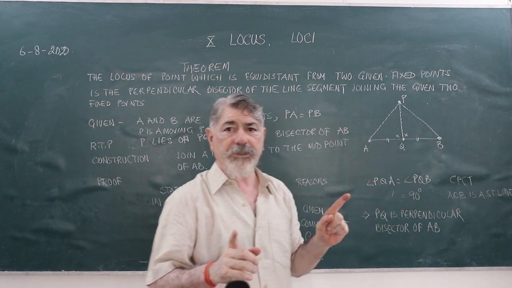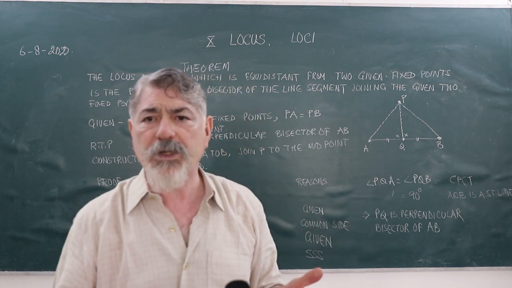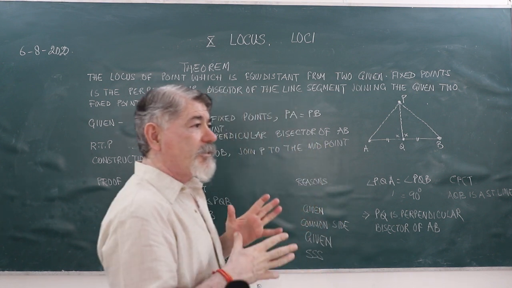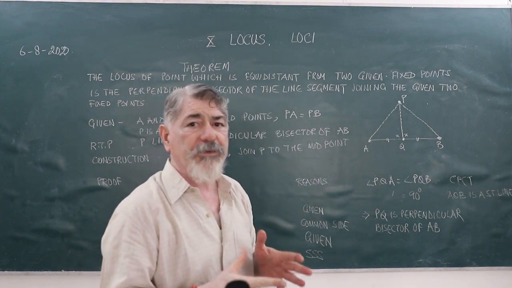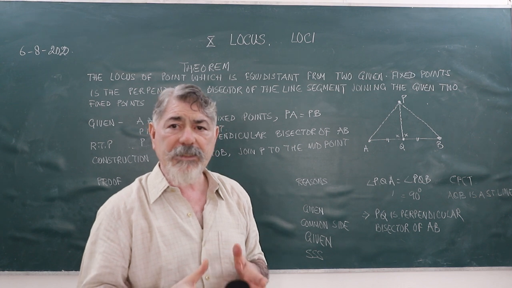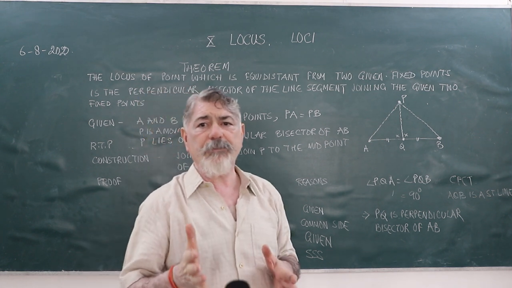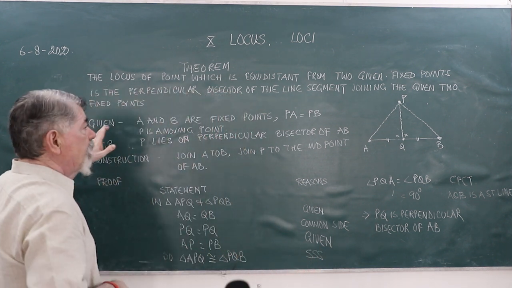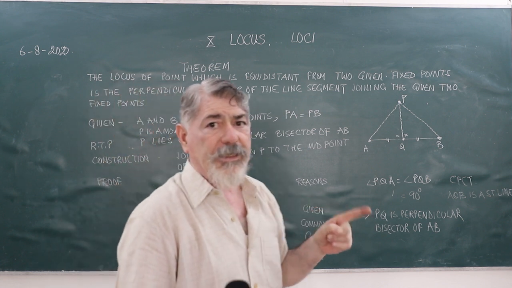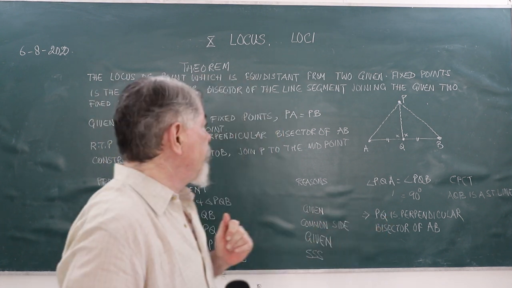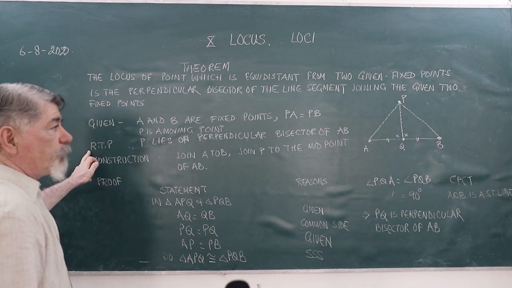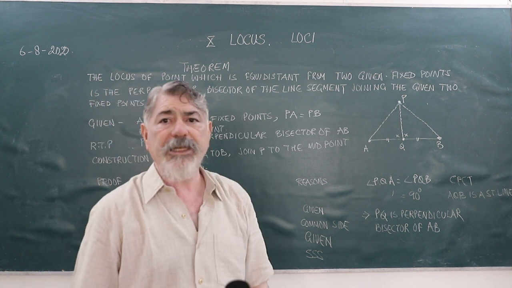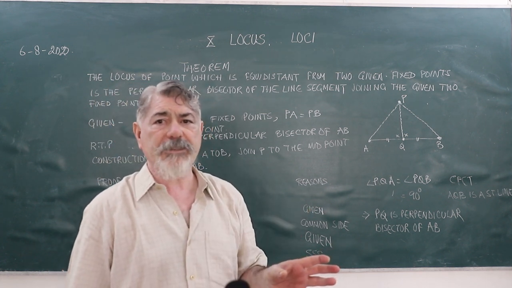P is a moving point, because only a moving point will trace a locus. So P is a moving point, A and B are fixed points. And it says P is equidistant from A and B, then P will lie on the perpendicular bisector of AB. So first of all, what is given? A and B are two fixed points and P is a moving point. Required to prove: we will have to prove that P lies on the perpendicular bisector of AB.